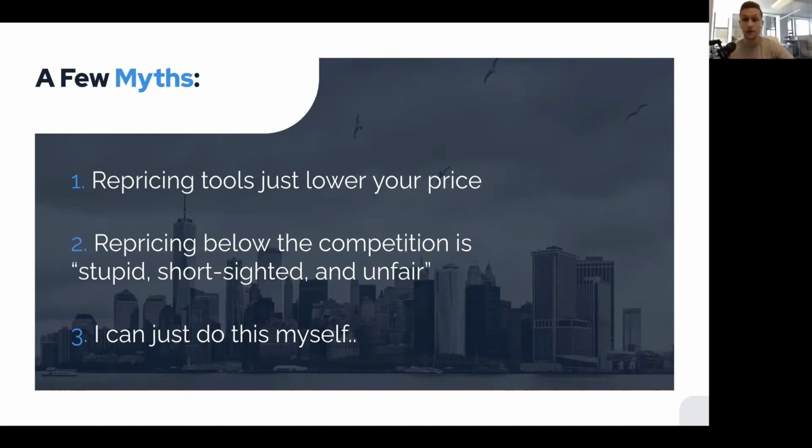Number 2, repricing below the competition is stupid, short-sighted, and unfair. I love this one because I used to believe it. I used to believe what everybody said: don't be a penny chaser, don't take the price. And listen, tanking the price is a problem. But what we're going to talk about today is not tanking the price. It's strategy. And fortunately, I've had access to a large number of sellers. My sample size is thousands upon thousands of users now. The difference between those who grow and scale very large Amazon businesses and those who continue to struggle a lot of times does come down to this.